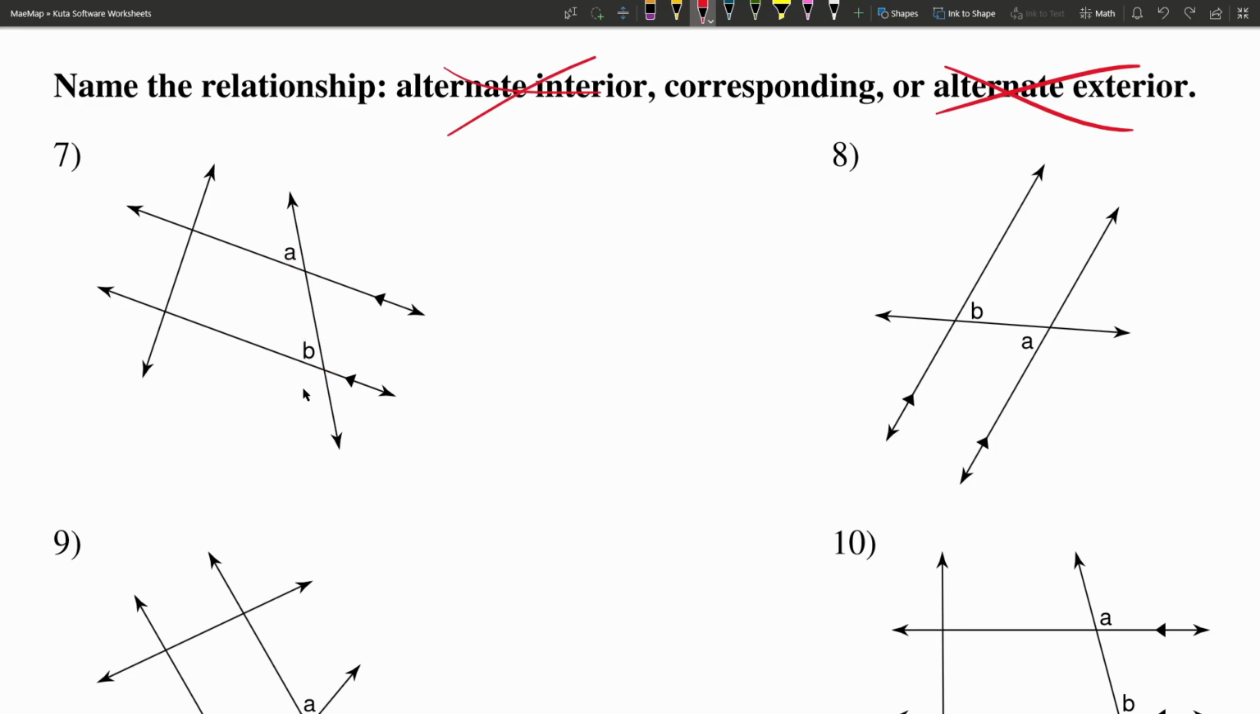But regardless, continuing on, B is in the same position as angle A along this intersecting line. If we put the vertex with angle B, it's above and to the left of that parallel line. Put this vertex here, angle A is also above and to the left of that parallel line. Therefore, angle A and B are corresponding angles.